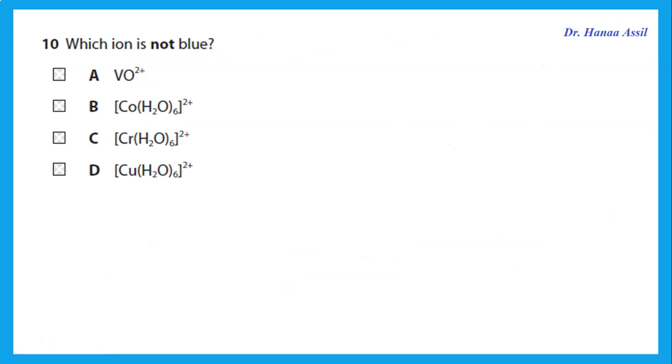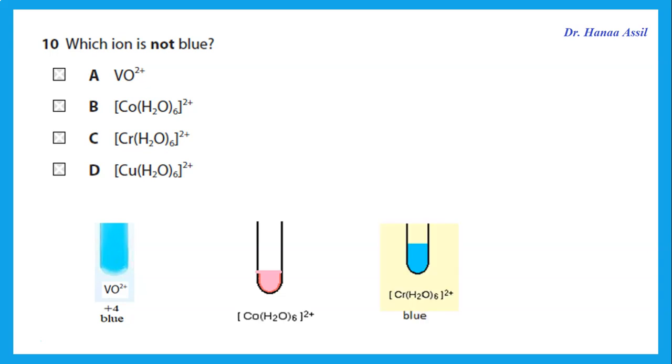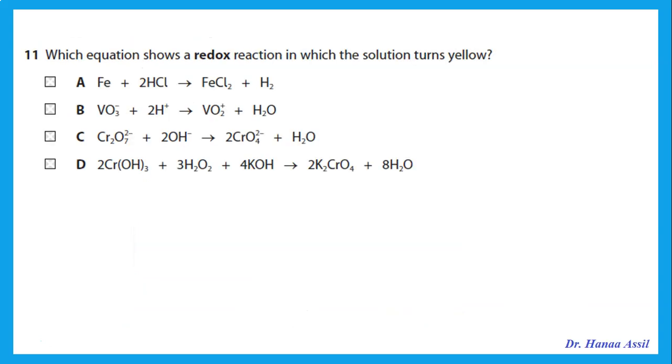Which ion is not blue? Okay, let's take a look. That first one is this. This is blue. Now, the cobalt complex is not blue. It's pink. The chromium complex is blue, and the copper complex is blue. So, the one that's not blue is the cobalt.